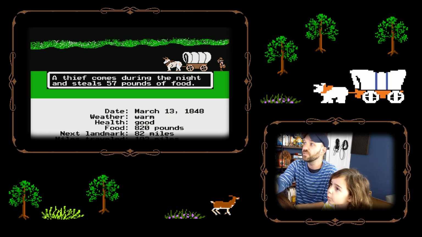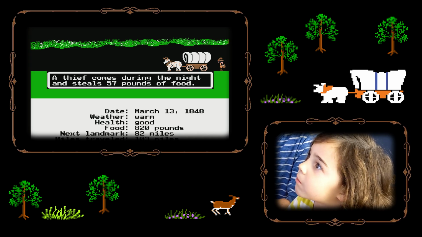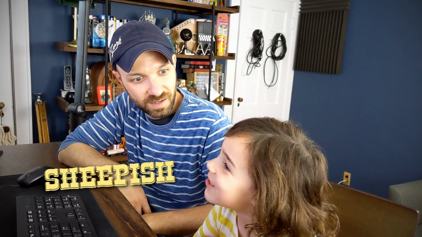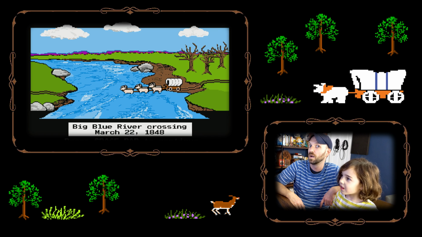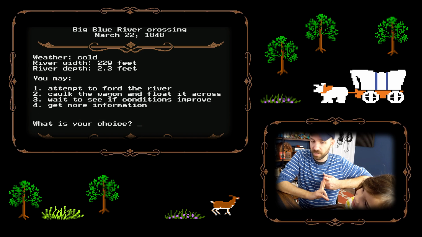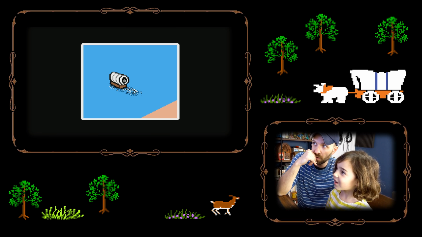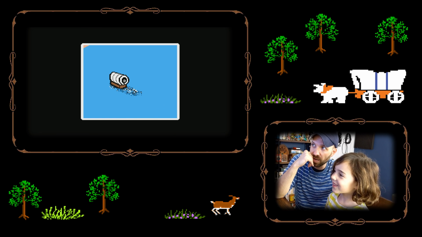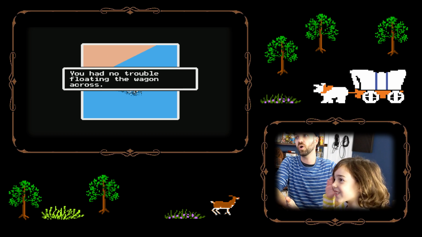Told ya. A thief comes during the night and steals 57 pounds of food. What? Walk through the river, float across the river. What do you think? Float. We're gonna float again. We can do it. You made the right choice.